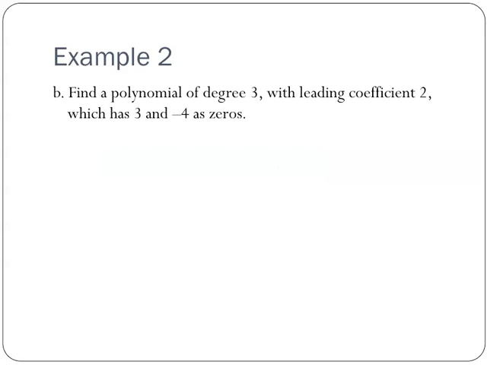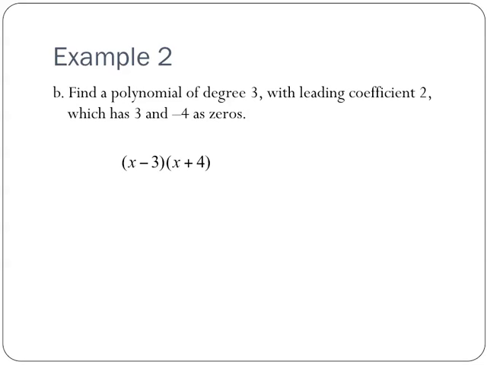Find a polynomial of degree 3 with leading coefficient 2, which has 3 and -4 as zeros. Alright, if 3 and -4 are zeros, then our linear factors would be x minus 3 and x plus 4. And it says we have a degree 3 polynomial. Now here we only have 2.